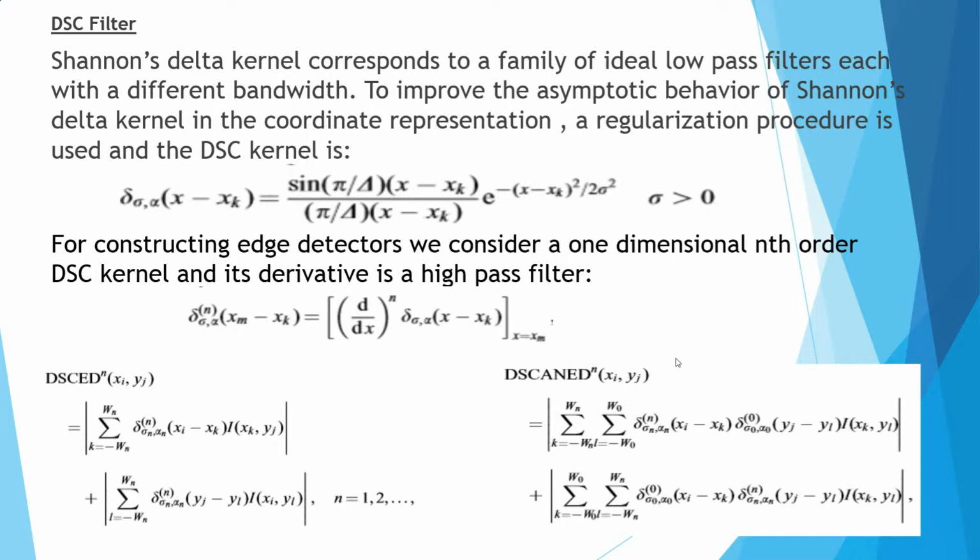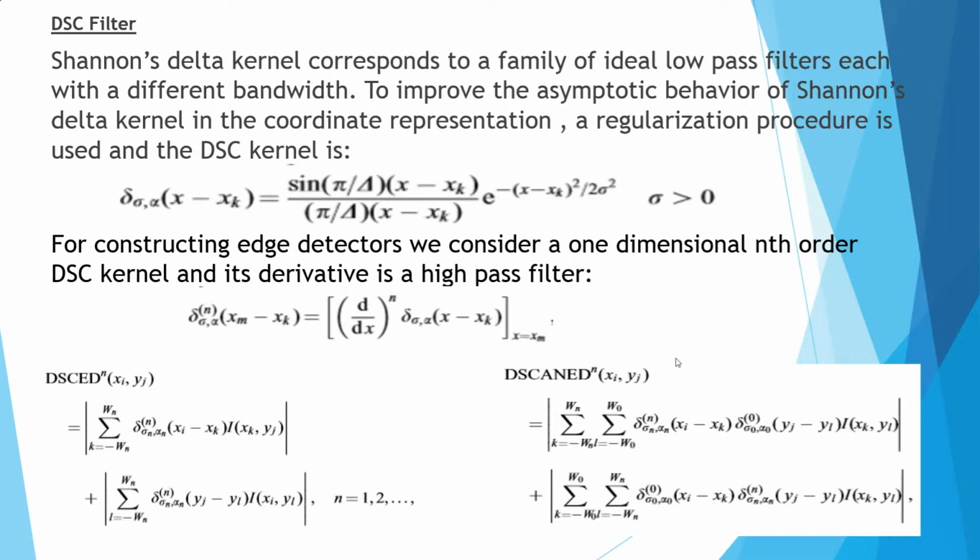Shannon's delta kernel corresponds to a family of ideal low-pass filters, each with a different bandwidth. To improve the asymptotic behavior of Shannon's delta kernel in the coordinate representation, a regularized procedure is used, and the regularized DSC kernel is shown on the screen.